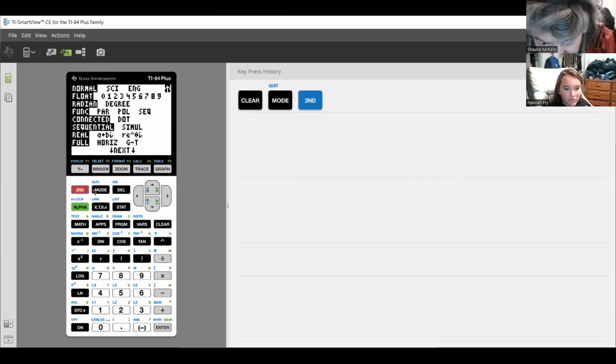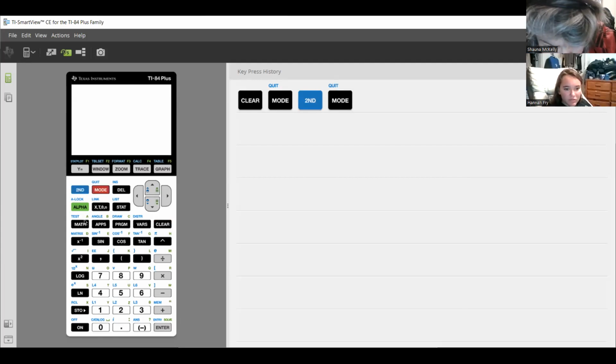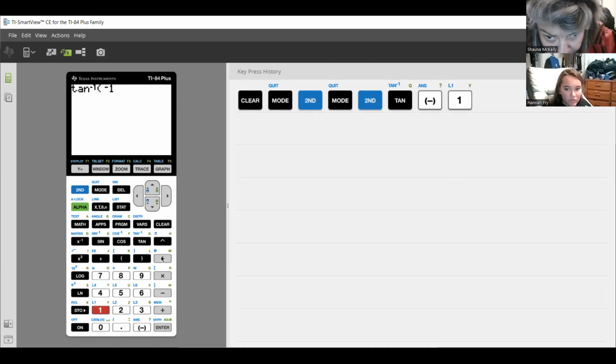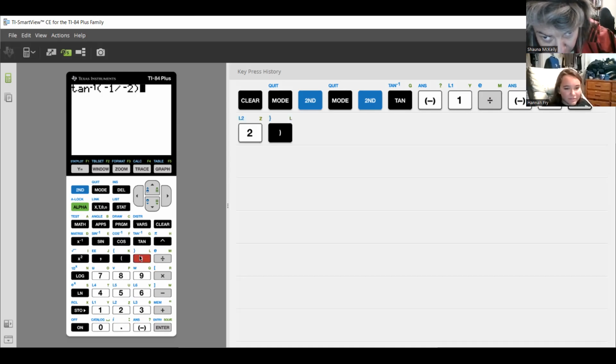So now I'm going to go tangent inverse of essentially -1 over -2, because it was supposed to be two negatives. It was a typo, but it was two negatives. So then this becomes this answer. That's radians, 0.463 radians.